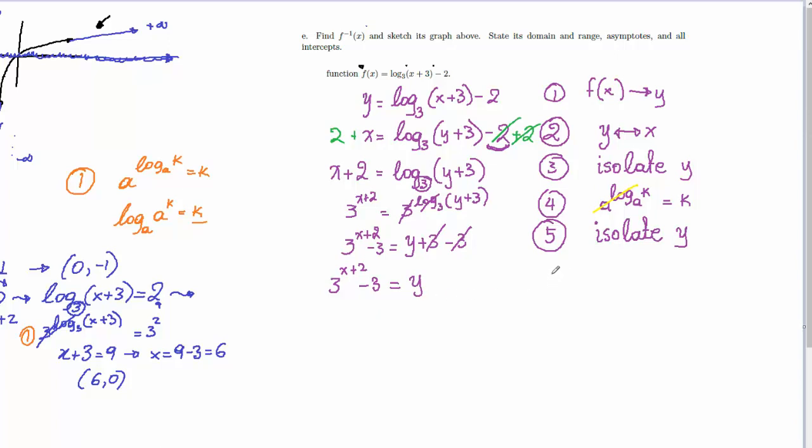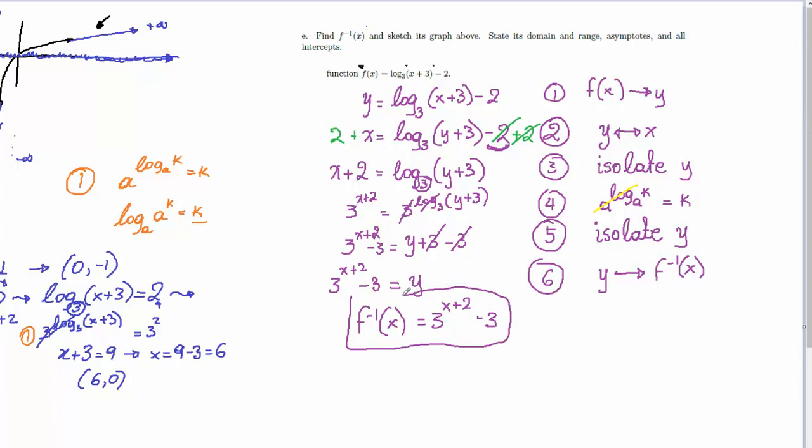Okay. And the sixth step is to change the y and rewrite it as the inverse of f. And this is going to be the inverse of the function, equal to 3 to the x plus 2 minus 3. And that's my function. This is what I wanted to find, the inverse of the initial f of x function. And this is an exponential function. Since the initial one was a logarithmic function, I expect that the inverse will be an exponential function.